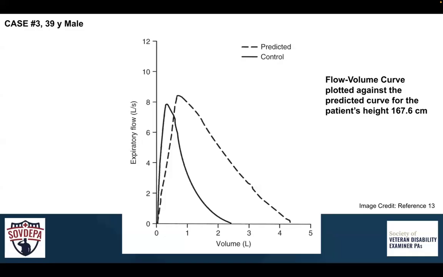So this will be our last example we're going through today, highlighting the difference between obstructive and restrictive lung disease. So I hope this helps with your interpretation when you are going through your own results that you get from these spirometry. Thank you.